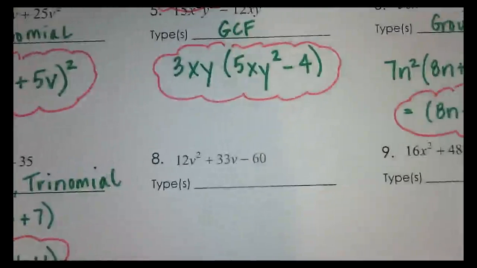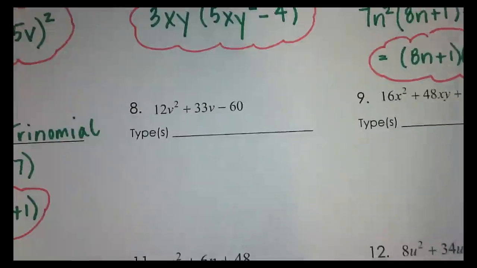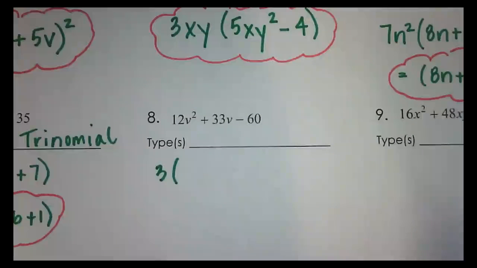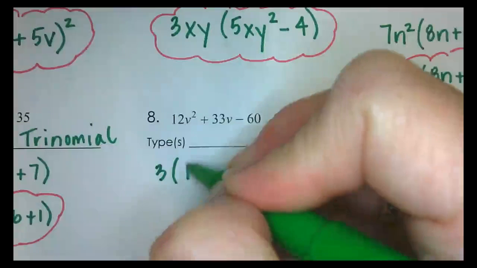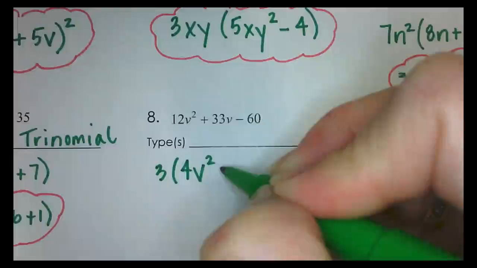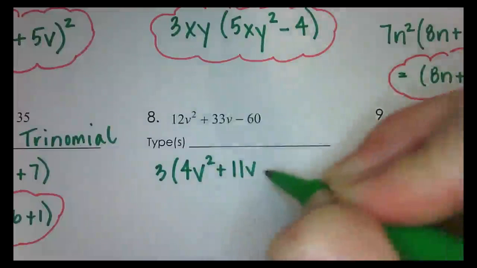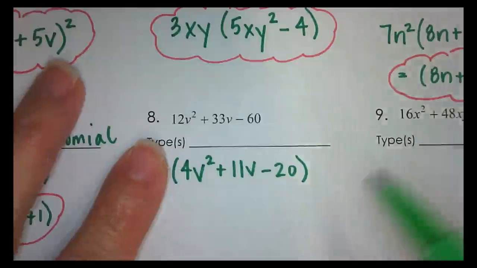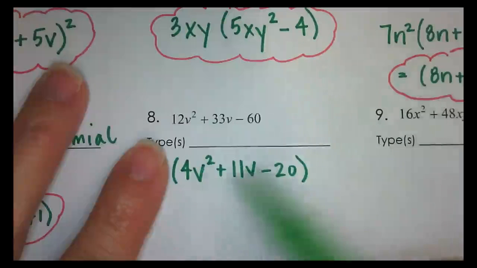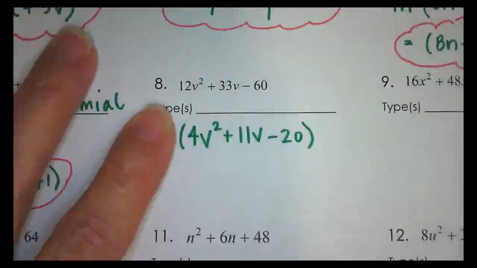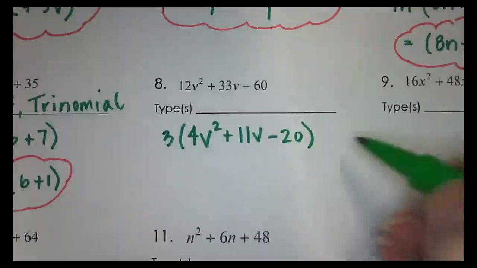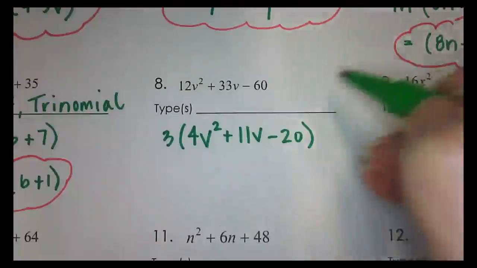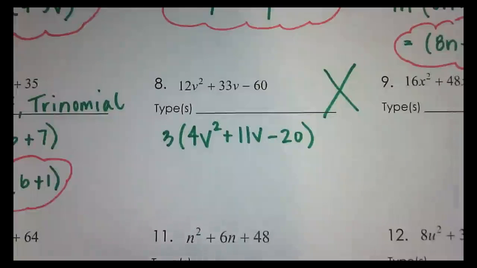Number 8, first thing I'm going to do is look for a GCF. And all of those can be divided by 3. So if I take out a 3, that's going to leave me with 4v squared plus 11v minus 20. If I ignore this 3 for just a second, this is a trinomial with a leading coefficient. So what I need to do is come over here and do the big X. Let's see, I don't want to make it too much of a mess, so I'll do it up here.